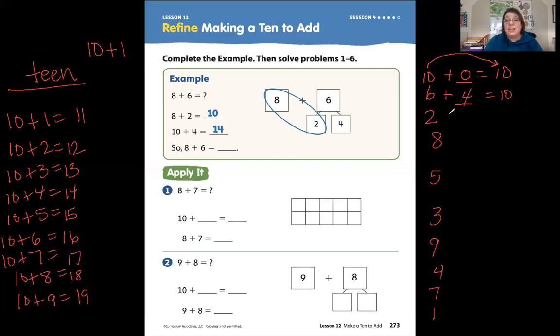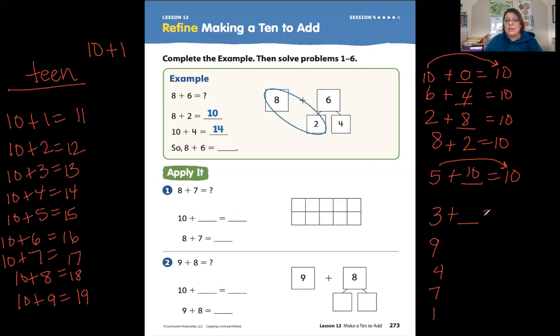If I have 2 and I need to get to 10, right? 10 is my whole. If I have 2, how many do I need to get to 10? 8. 2 plus 8 equals 10. Look, there's 8. 8 plus 8, how many more to 10? 8 plus 2 equals 10. Ooh, we know this one, easy peasy lemon squeezy. If I have 5 and I need to get to 10, that's my addition double. 5 plus 5 equals 10.